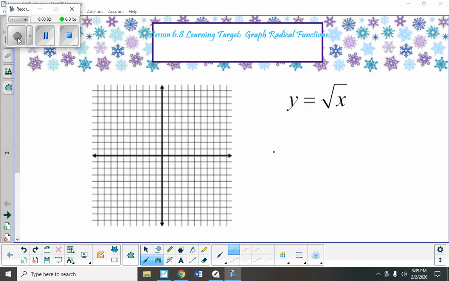This is lesson 6.8, and we're going to be talking about graphing radical functions. Now, the most basic radical function is y equals the square root of x. And so to do that, let's make an xy chart.